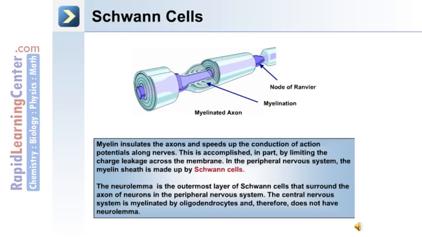Myelin insulates the axon and speeds up the conduction of action potentials along nerves. This is accomplished in part by limiting the charge leakage across the membrane. In the peripheral nervous system, the myelin sheath is made up by Schwann cells. The neurolemma is the outermost layer of Schwann cells that surrounds the axon of neurons in the peripheral nervous system. The central nervous system is myelinated by oligodendrocytes and therefore does not have a neurolemma.